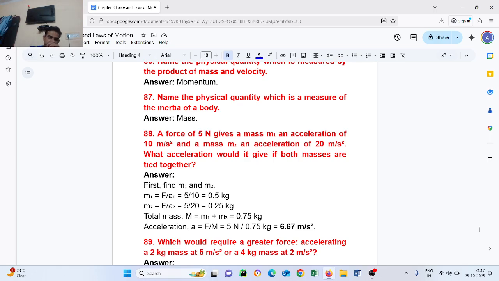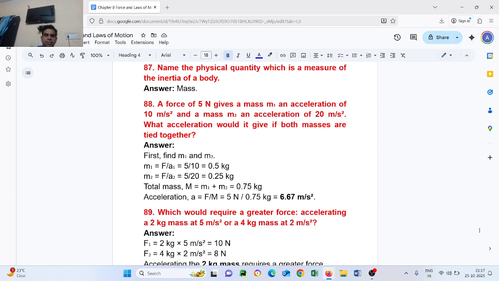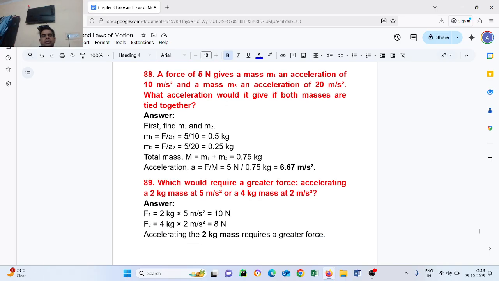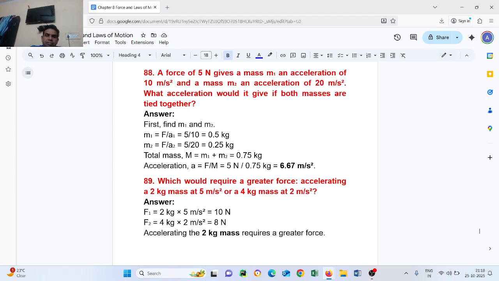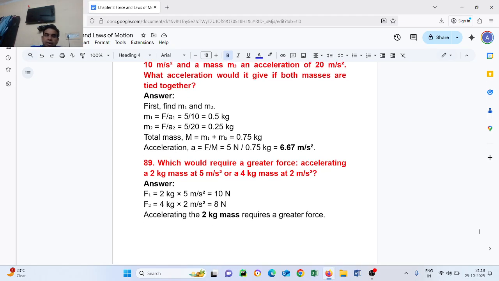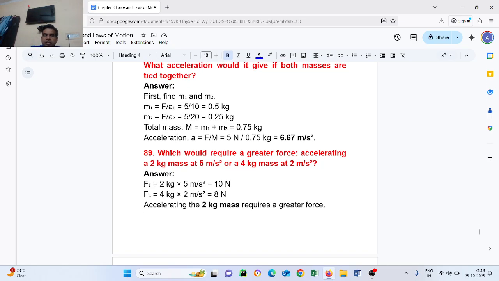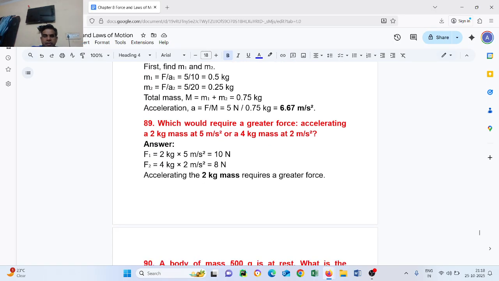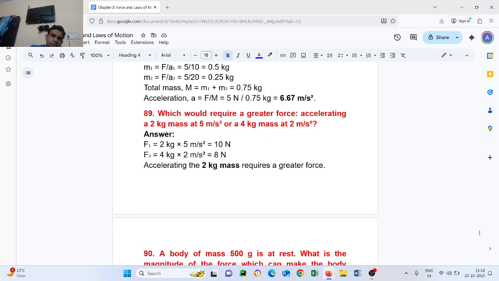m1 equals F upon a1, equals 5 upon 10, equals 0.5 kg. m2 equals F upon a2, equals 5 upon 20, equals 0.25 kg. Total mass m equals m1 plus m2, equals 0.75 kg. Acceleration a equals F upon m, equals 5 N upon 0.75 kg, equals 6.67 meter per second square.